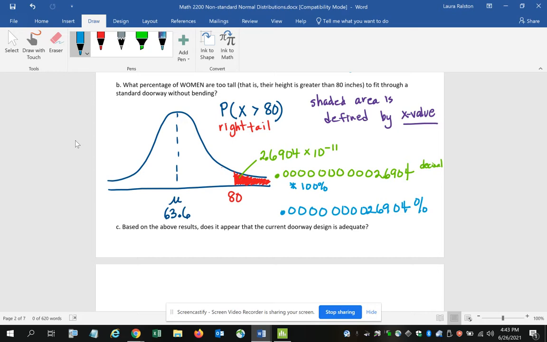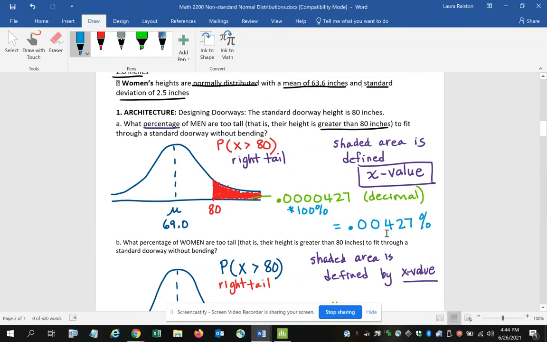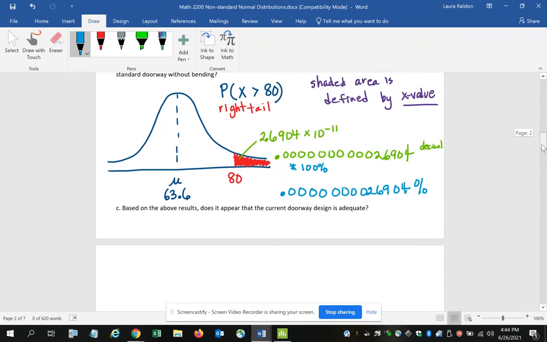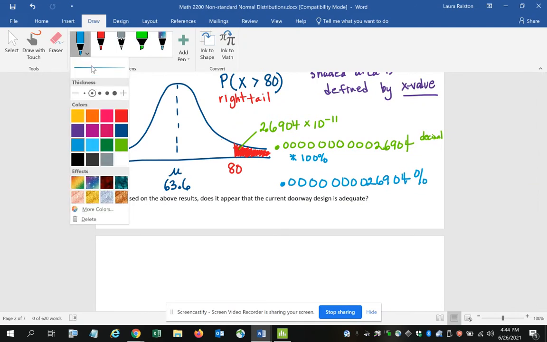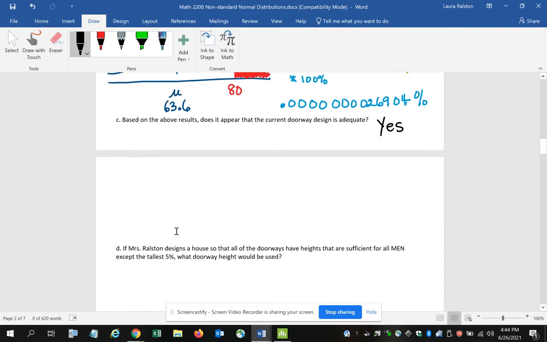And then question C there asks you to basically think about what that means. Does it appear the current doorway design is adequate? I would say yes, because we've just seen that basically all women are going to fit, and all men except 0.04% are going to fit. So I would say yes, it is adequate because the majority of men and women are going to fit through that standard door.